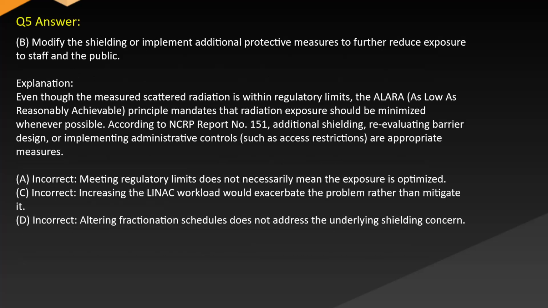Answer B. Modify the shielding or implement additional protective measures to further reduce exposure to staff and the public. Explanation: even though the measured scattered radiation is within regulatory limits, the ALARA, as low as reasonably achievable, principle mandates that radiation exposure should be minimized whenever possible. According to NCRP Report No. 151, additional shielding, re-evaluating barrier design, or implementing administrative controls such as access restrictions are appropriate measures.